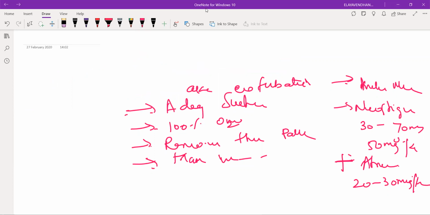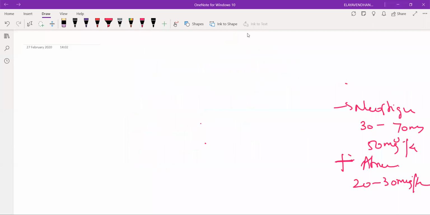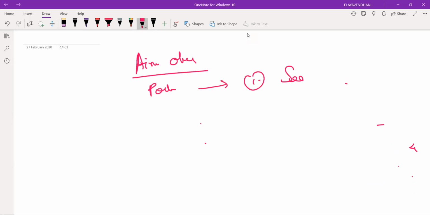So now you have extubated the tube, but the baby is struggling to breathe. What are the reasons for airway obstruction post-operatively? Inadequate pain relief, secretions. Number one, secretions. Good. Airway edema.